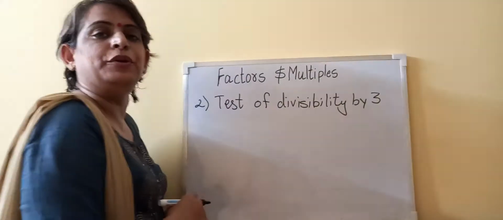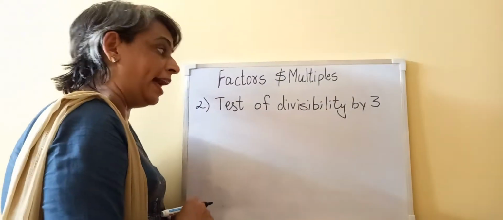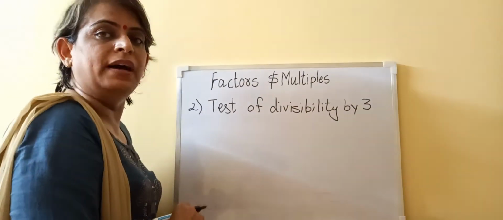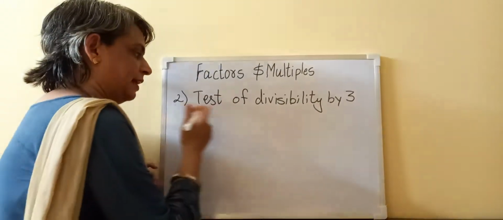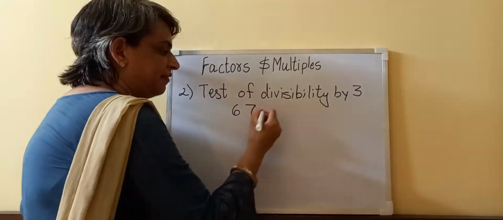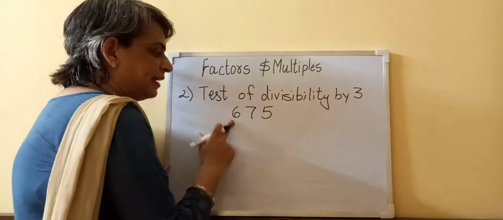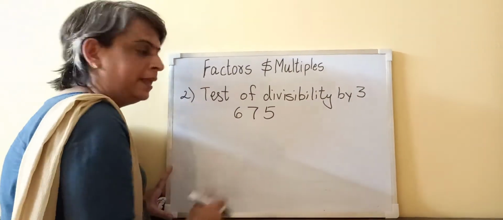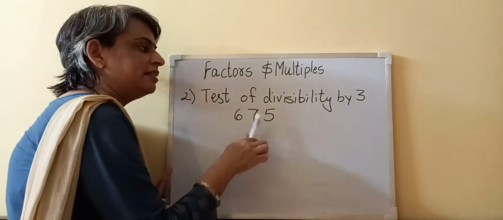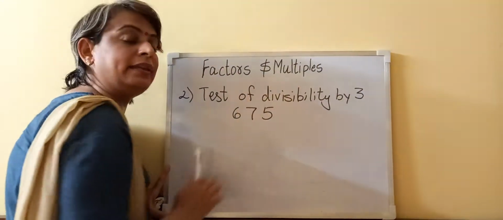For 3, what you are going to do is add all the digits of a number. Let me take an example: 6, 7, 5. 675. You are going to check whether 675 is divisible by 3 or not.